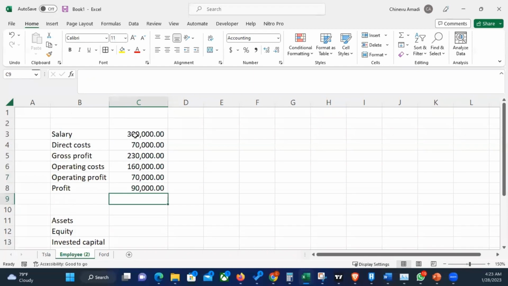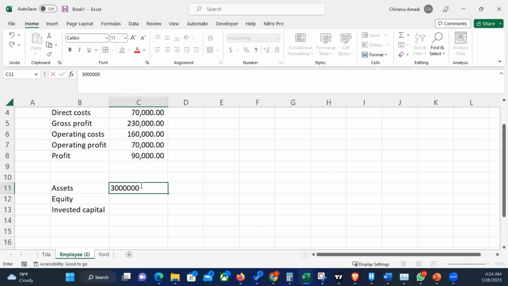Now assets. Let's say to do your work you need a car, right? You need a laptop, you need basically things that will help you to be productive as an employee, right? So let's say for this person, everything is 3 million.